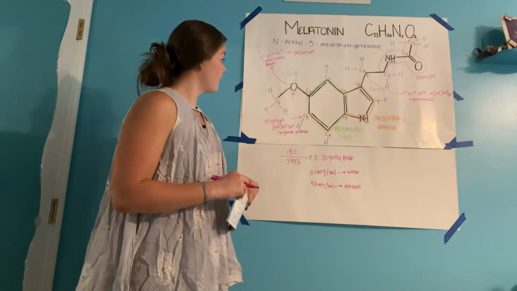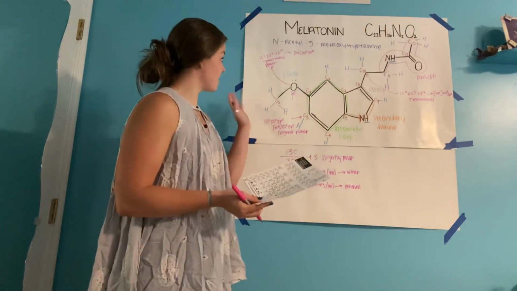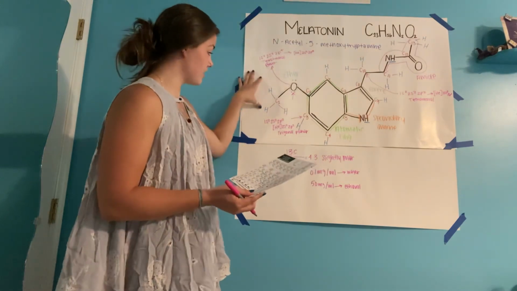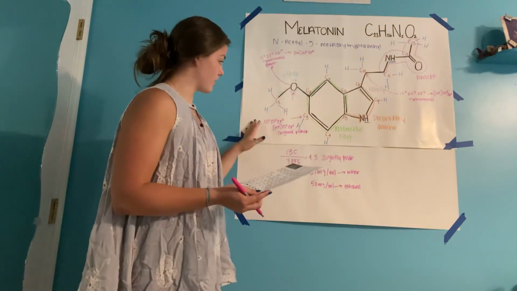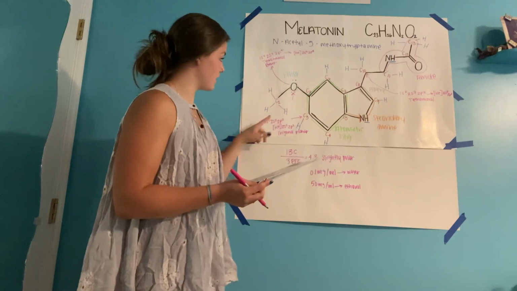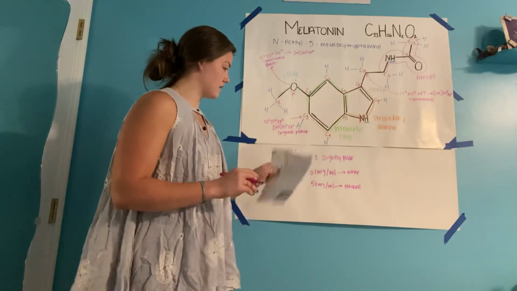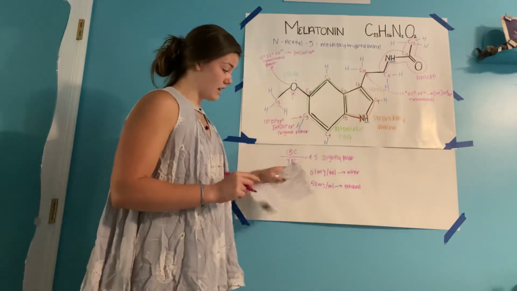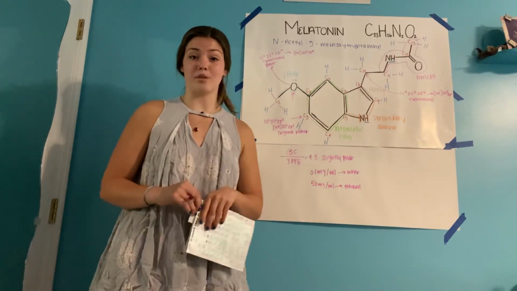So these are the geometries and electron arrangements of the oxygen and the carbons. And then this is how you find the polarity and how I decided if it was soluble or not.